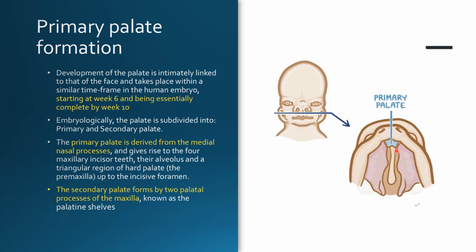While the secondary palate, which is the rest of the palate without this anterior region, is derived from the 2 palatal processes of the maxillary processes. So the medial nasal processes give us the primary palate, while the maxillary processes give us the secondary palate.